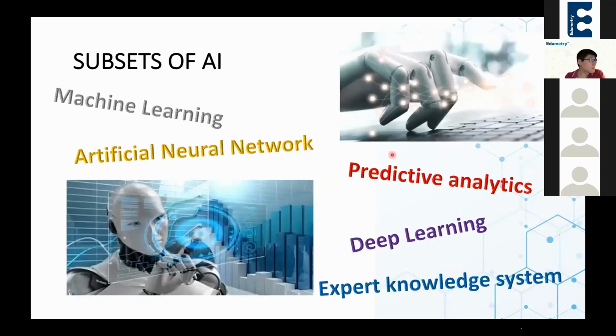And there are subsets of AI. So when you hear the term artificial intelligence, after this session, you should be able to explain to people when they ask you, what is AI? Then you just list out the four important points: design a machine that acts like a human, thinks like a human, acts rationally, and thinks rationally.